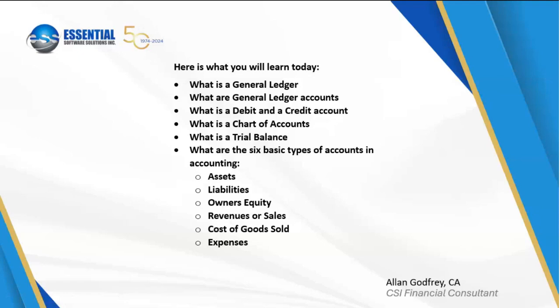We're going to look at the 6 basic types of accounts or account categories. So we'll look at assets. What is an asset? Liabilities, owner's equity. Now, those first 3, generally you will always see in a balance sheet. And we'll be going through a balance sheet a little bit later today and see how that kind of all works.